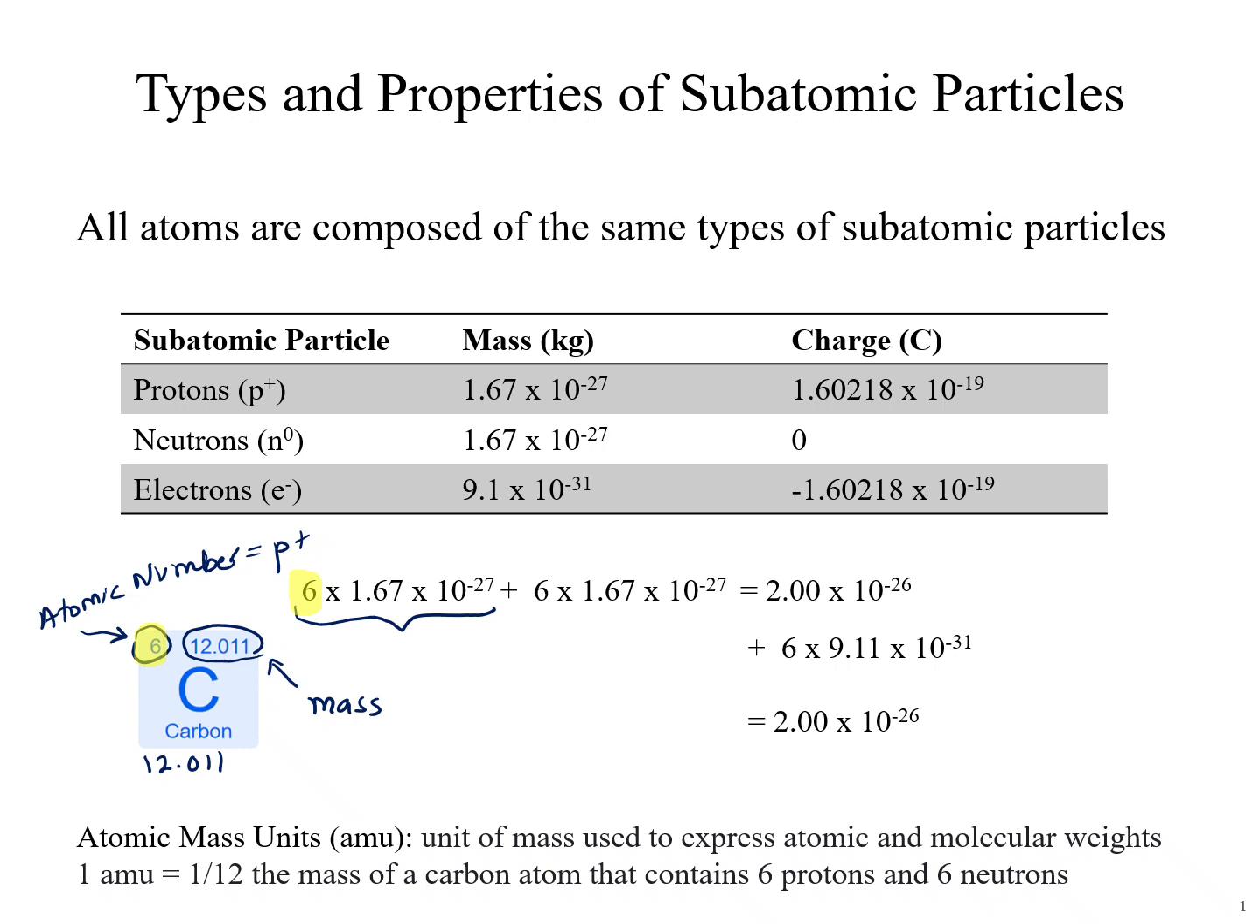So I have 6 times the mass of the proton, because an atom of carbon contains 6 protons. So if I want to get the mass, and the atom only contains those subatomic particles, I can add those masses and I can have the mass of that atom.